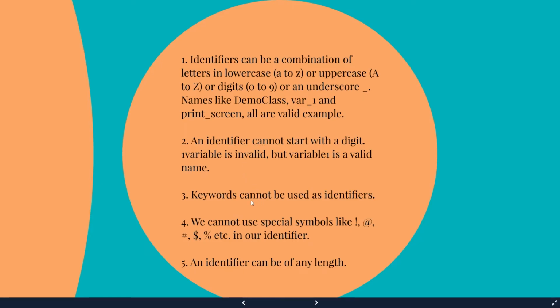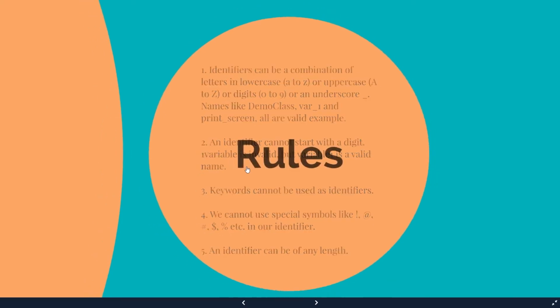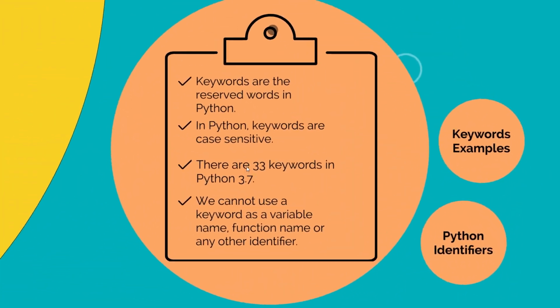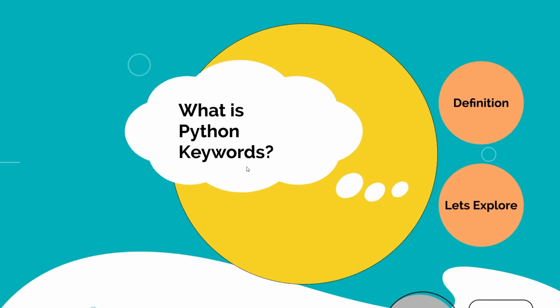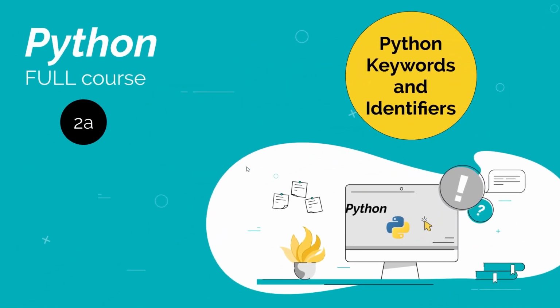Keywords cannot be used as identifiers, which I have already told you. We can't use special symbols like at the rate, exclamation mark, hash, or dollar sign in our identifiers, and identifiers can be of any length. So these are some of the brief overview to understand what are Python identifiers and the Python keywords. So let's do a hands-on in the next video.